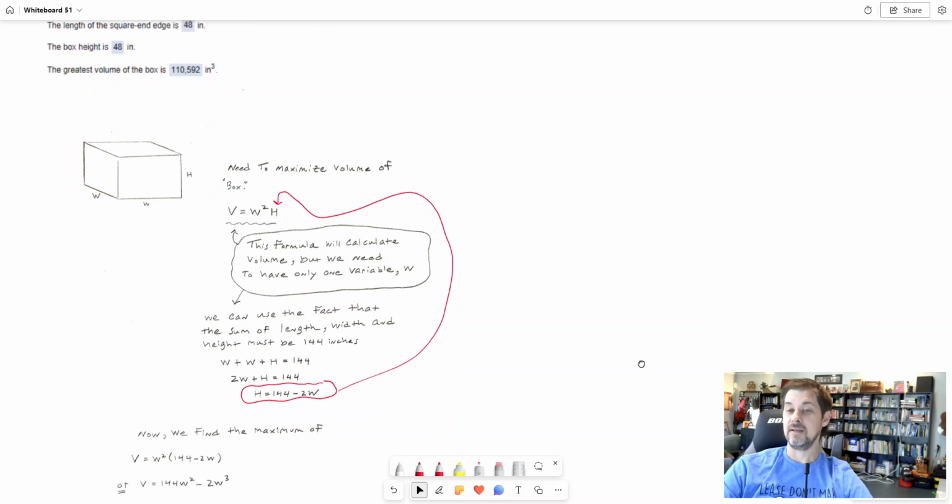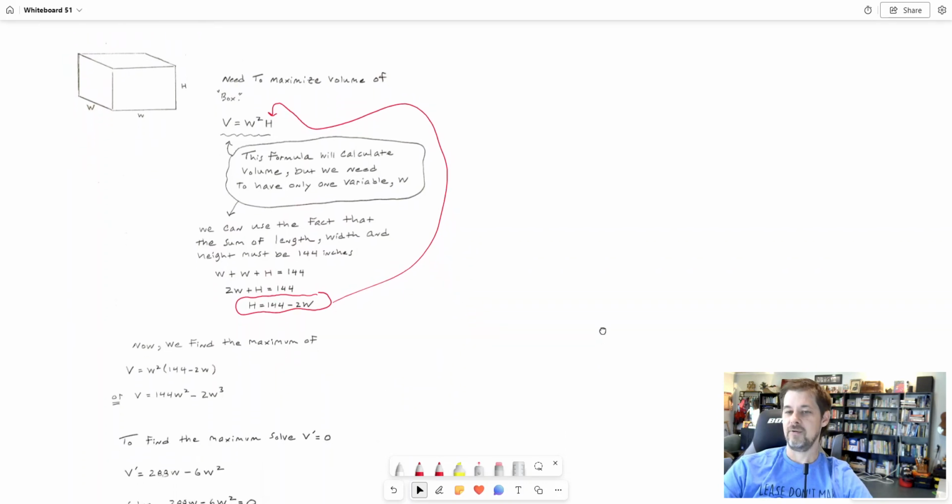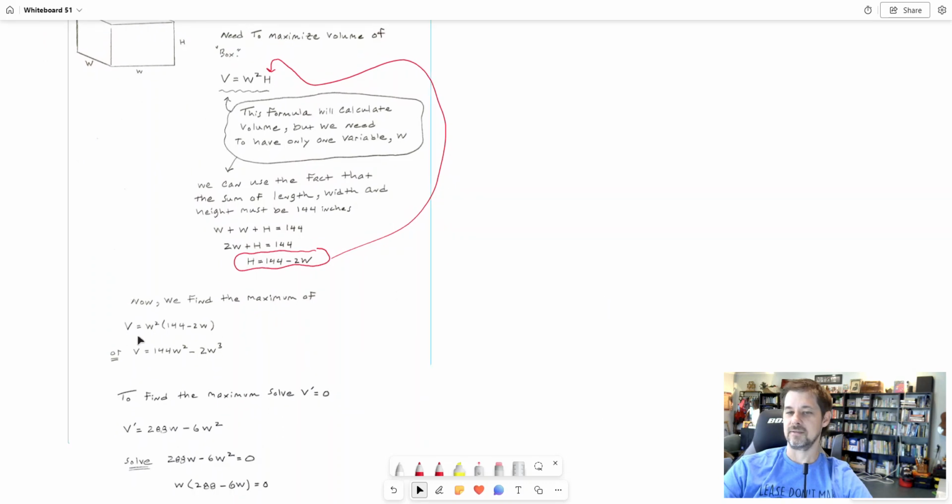All right, now imagine if I do that. I've kind of drawn my direction of thought here. What would this become? V, volume, equals W squared times H, but H is 144 minus 2W. Now that would bring you to this. Okay, all right. That gives you the volume as a function of W, the width. Now that, I'll pause right here.